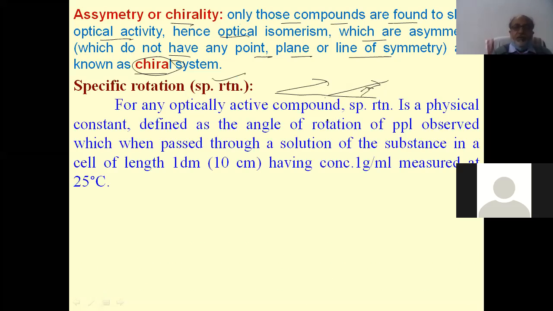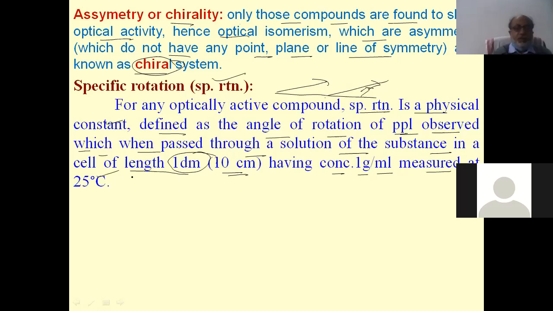Now, how do we define specific rotation? For any optically active compound, specific rotation is a physical constant defined as the angle of rotation of plane polarized light observed when passed through a solution of the substance in a cell of length 1 decimeter. Be careful, here it is 1 decimeter. 1 decimeter means 10 centimeter. The concentration is 1 gram per ml, measured at 25 degrees centigrade. Whatever rotation we get here is called your specific rotation.